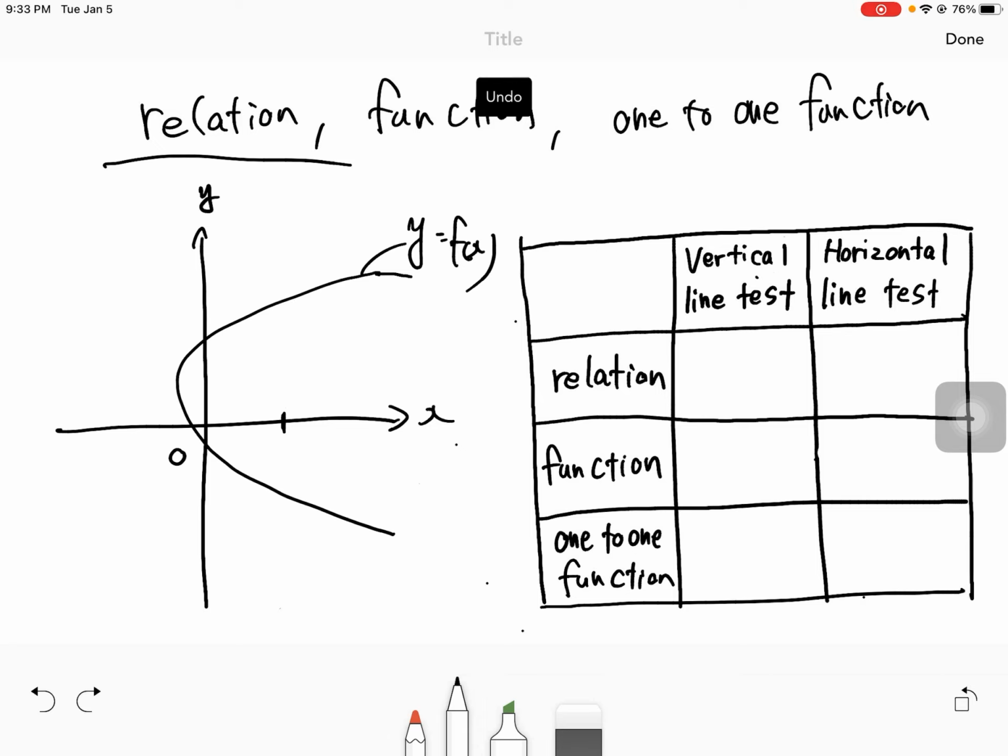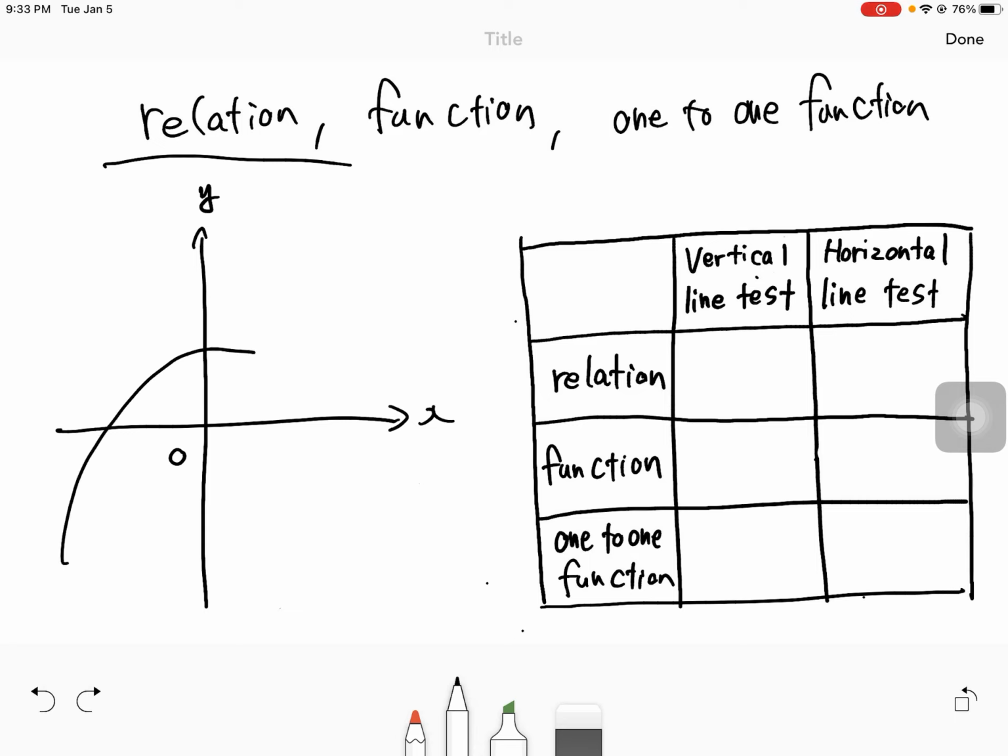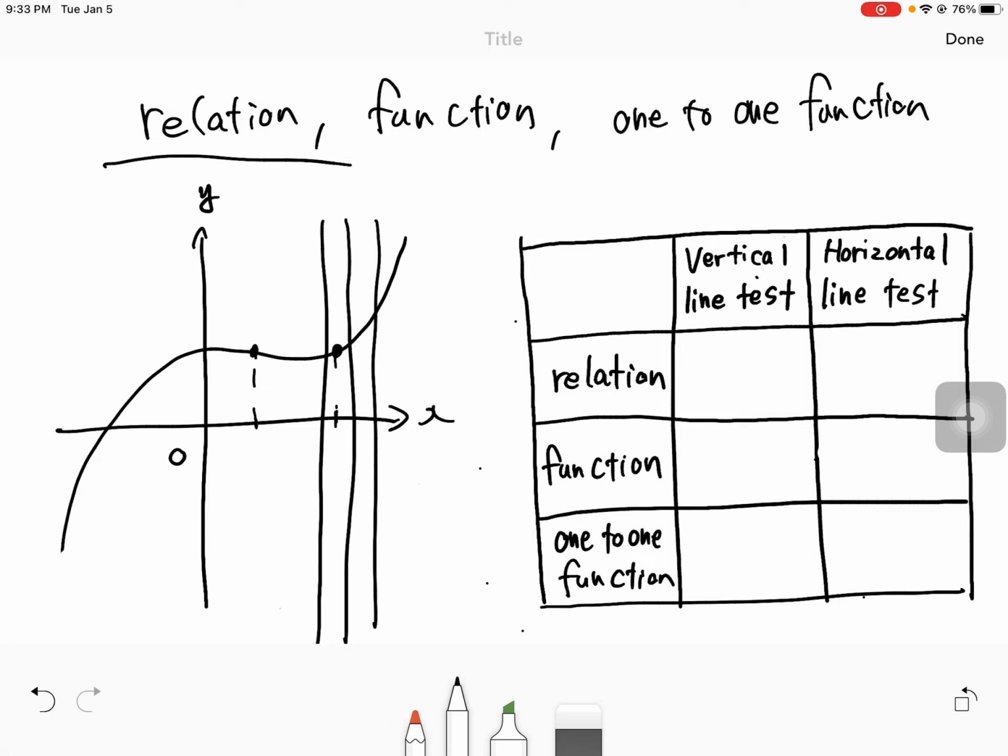Then what does a function look like? If the graph is like this, let's check it. How about here? When the x value is here, the y value is only one. When the x value is here, the y value is like this. So you see vertically, if there's only one point touching the graph, then this is a function.